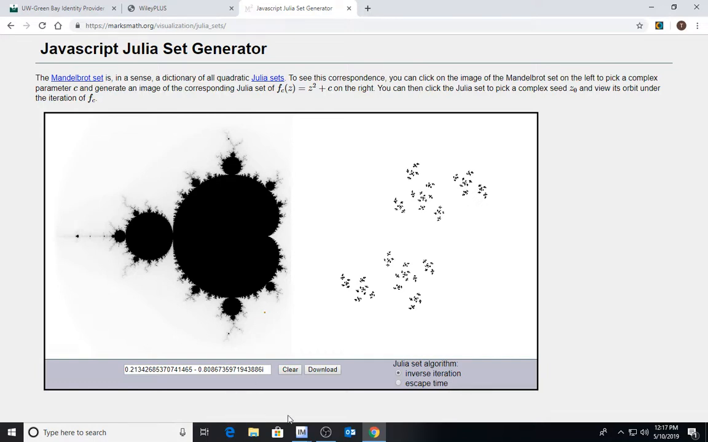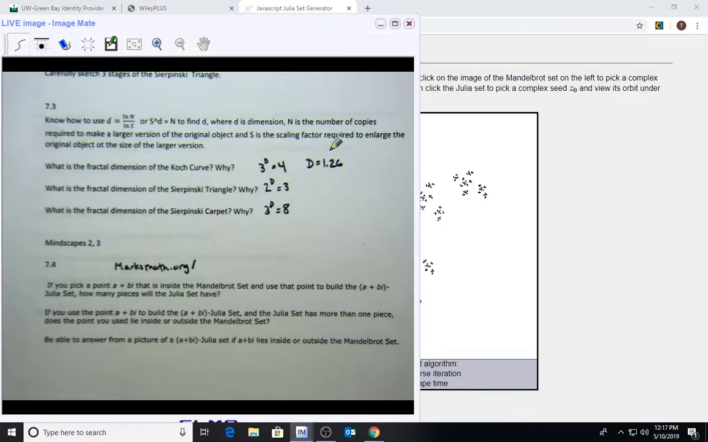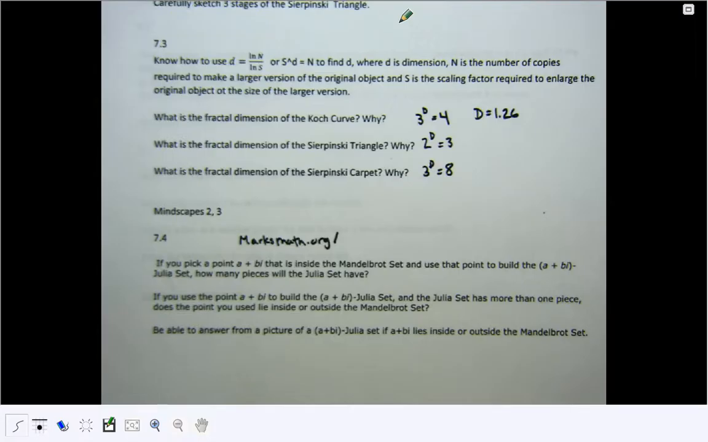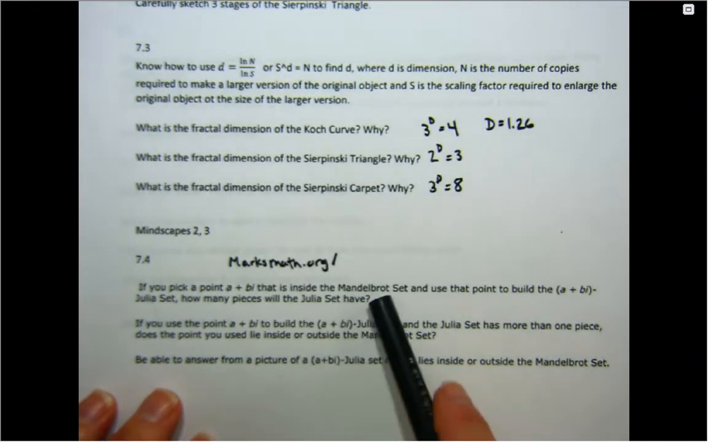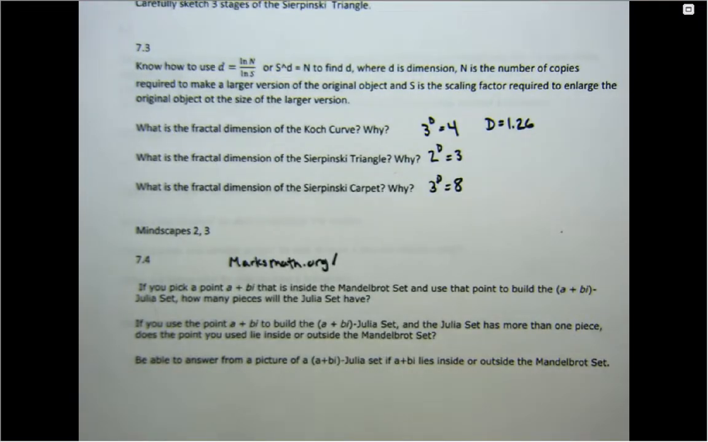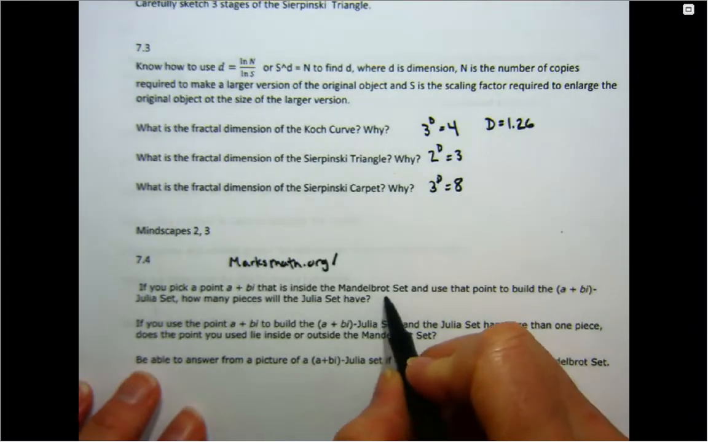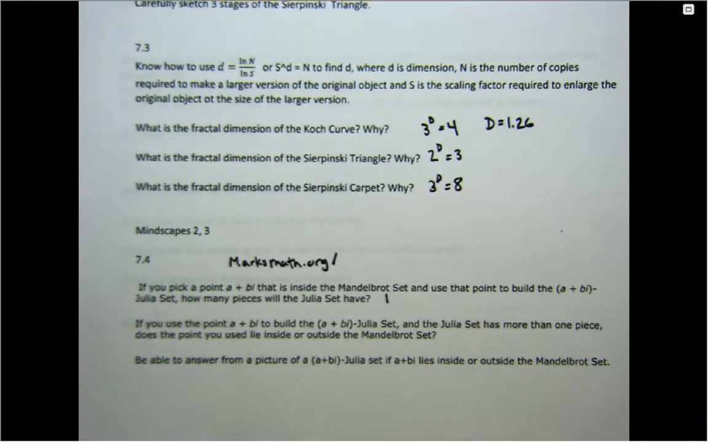So with that in mind, let's look at the questions on the review here. Who had 7.4? You did? Okay. So if you pick a point, a plus bi, that is inside the Mandelbrot set, and use that point to build the a plus bi Julia set, how many pieces will the Julia set have? I said that you would have 1. Yep. If you use the point a plus bi to build the a plus bi Julia set, and the Julia set has more than 1 piece, does that point you use lie inside or outside the Mandelbrot set? That would be outside. Good job.